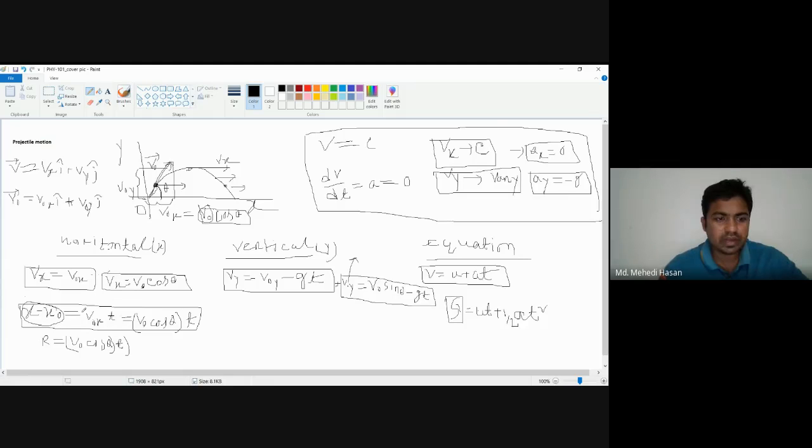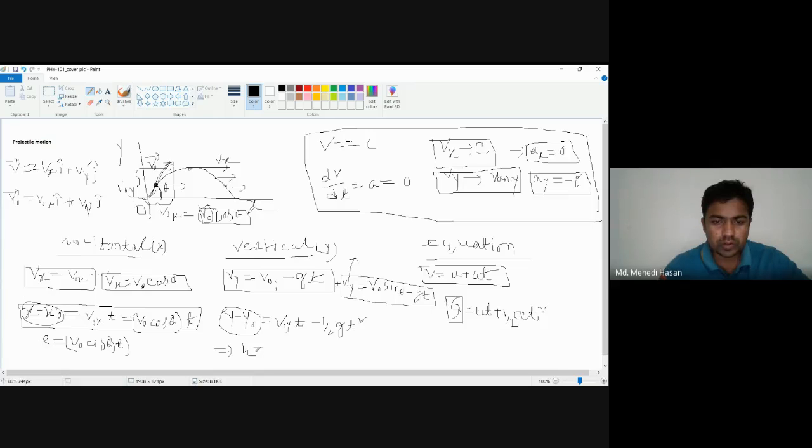This is the equation in the horizontal plane, and vertically you can say y minus y naught is equal to v naught y t minus half g t square, because vertically the acceleration is minus g. Okay, now you can write y minus y naught as the height h.